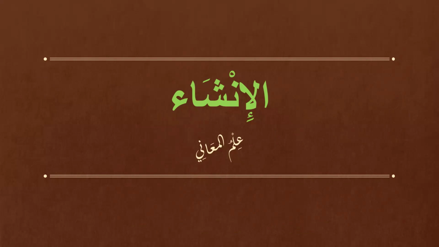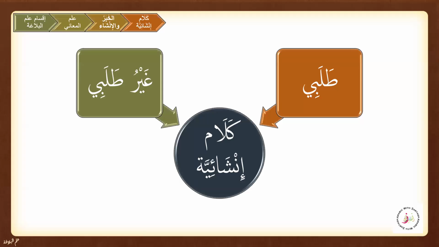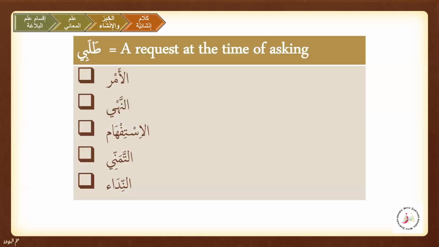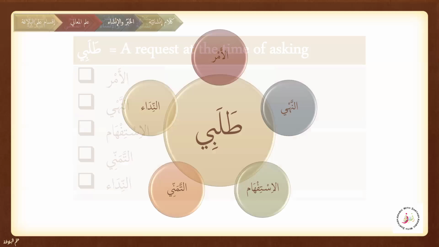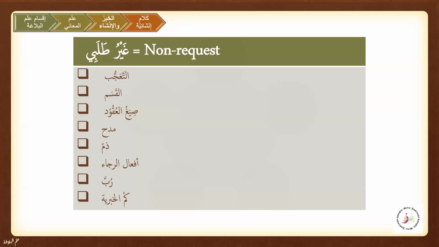Today, inshallah, we will continue with al-insha. We learned that kalam inshaiya can be of two types, طلبي and غير طلبي. طلبي is a request at the time of asking, and it can be of five types: الأمر, النهي, الاستفهام, التمني, and النداء. And غير طلبي is non-request. It can be of different types. It can be التعجب, القسم, صيغ العقود, المدح والذم, أفعال الرجاء, رب, and كم الخبرية.